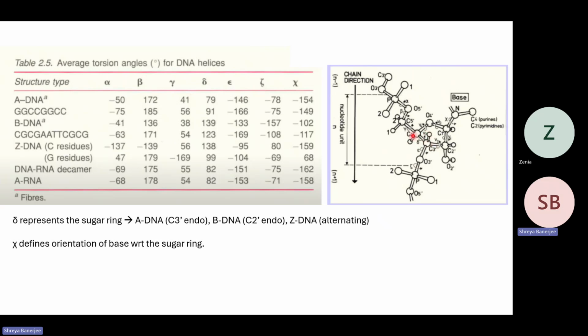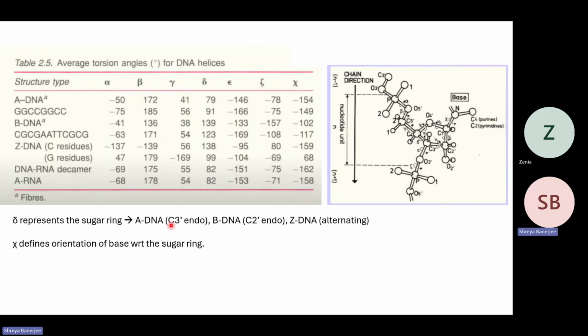Basically, it is within the sugar ring. Then C3 prime to O3 prime is epsilon. O3 prime to the next phosphate is the zeta. And chi is basically between C1 prime and the nitrogenous base. So these are all the different torsional angles, and they vary quite a lot between the different DNAs. You don't need to remember the values. You can just remember that the delta angle represents the sugar ring. You can see the delta, it is clearly within the sugar ring.